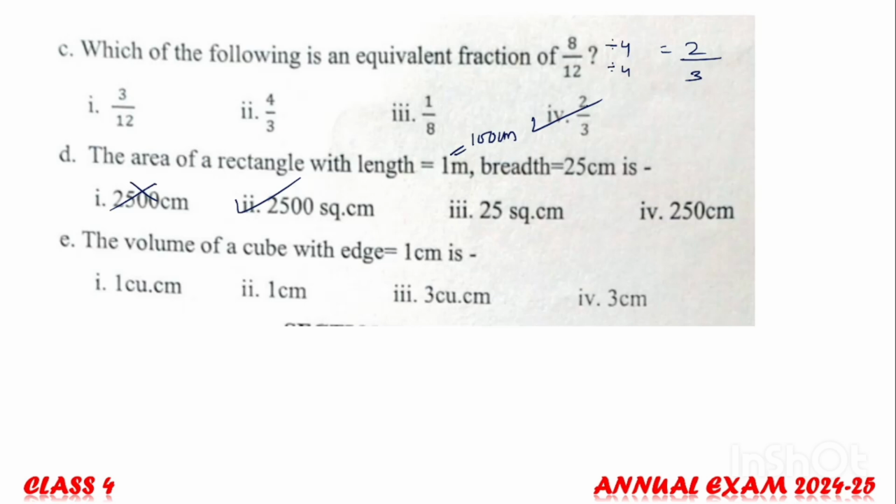Next question. The volume of a cube of edge 1 centimeter. So 1 stays the same, because when you multiply 1 any number of times, the answer is always 1. So the answer is 1 cubic centimeter, option number 1.